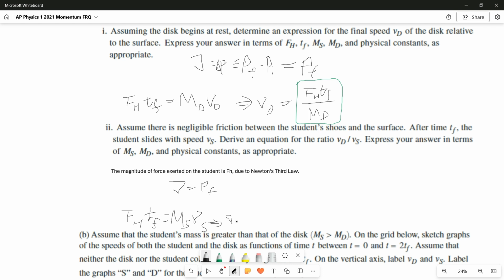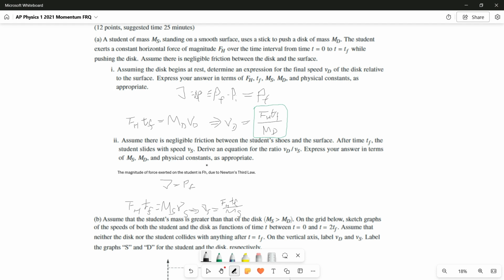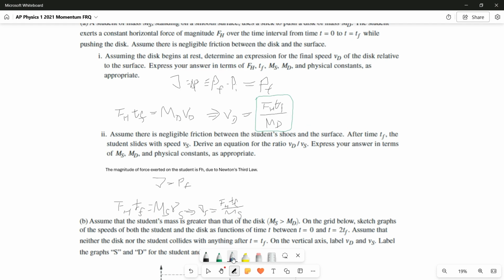And what we get is that the velocity of a student is equal to FH multiplied by TF divided by MS. All right. Now, we can't stop there because it's asking us to derive an equation for the ratio VD divided by VS. So if you just wrote this, we wouldn't get full marks for the question. So we have to continue. For VD divided by VS, we notice that FH and TF both cancel out.